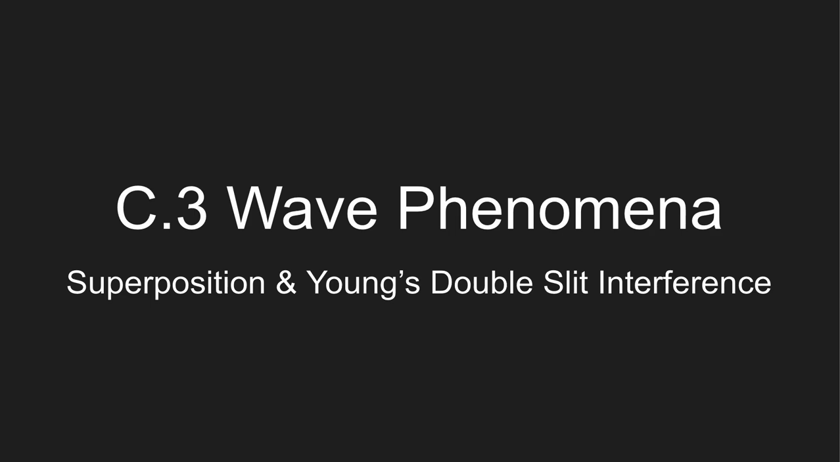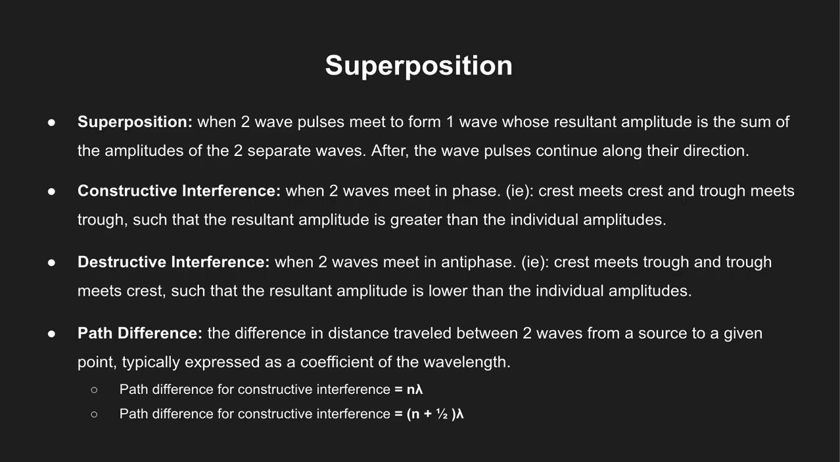Next up about waves is superposition and Young's double slit interference for C.3. Let's talk about superposition. It occurs when two wave pulses meet to form one resultant wave, and the resultant amplitude is equal to the sum of the two amplitudes of the separate waves. After this, the wave pulses continue along their direction untouched.